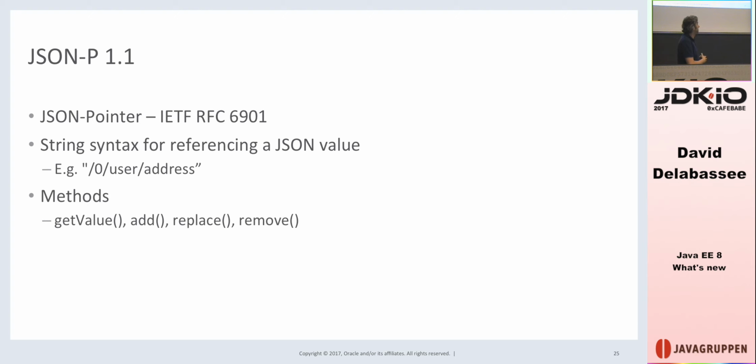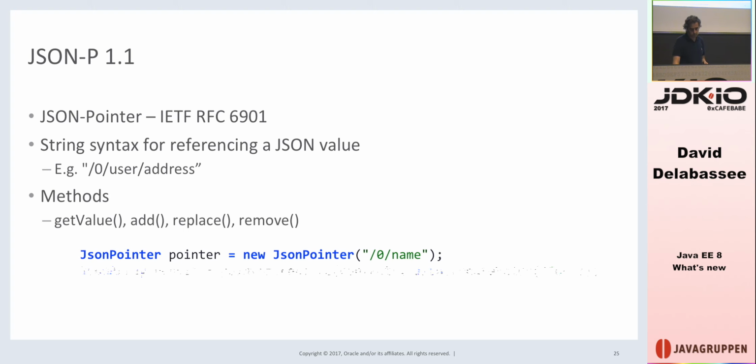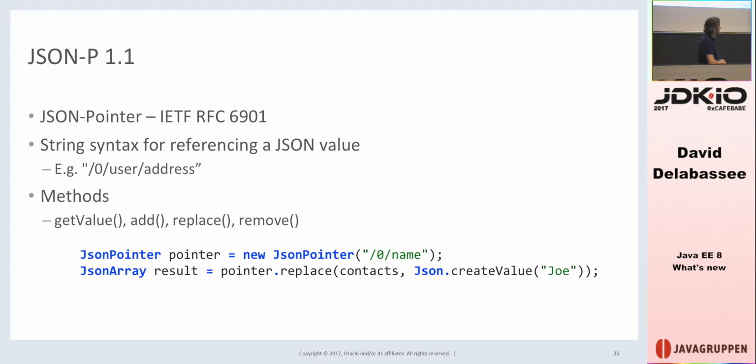Get value is one of the methods that is supported by JSON pointer, but we also have add, replace, and remove. So basically some very basic CRUD operations. This is an example of JSON pointer, but this time we are using the replace method. Obviously, given that it's a replace, we have to specify what the new value should be. Something important to keep in mind is that the JSON-P API is an immutable API. That means that when we are doing a replace operation, what we get in return is a new object. We are not touching the original object.